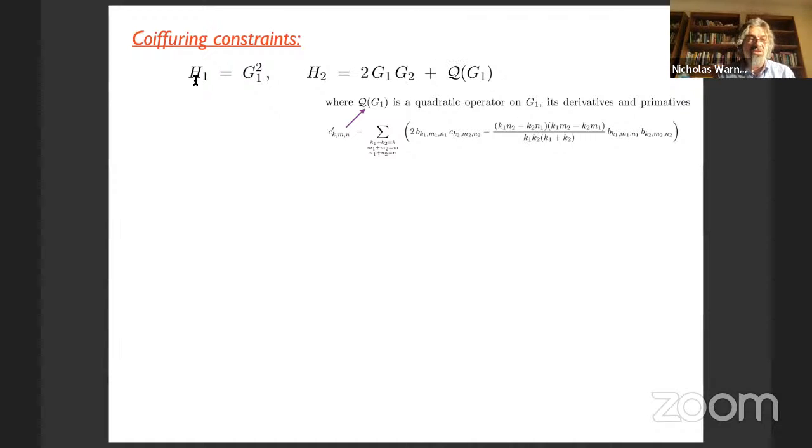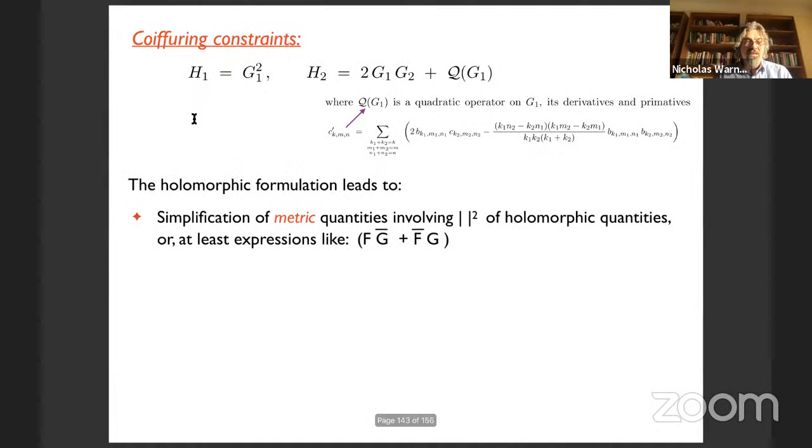But here's the magic. H is just G1 squared. The coiffuring constraints tell you that these things are locked to the squares of the things you first thought of. Now, what does this mean? It produces huge simplifications in metric quantities, because you wind up with quantities that only involve the modulus squared of a holomorphic quantity, or one holomorphic quantity times the complex conjugate of the other.